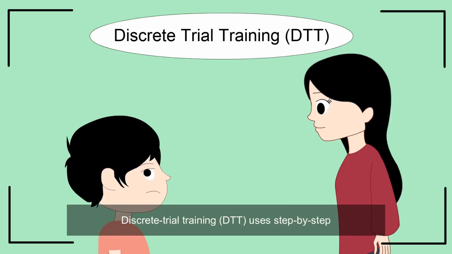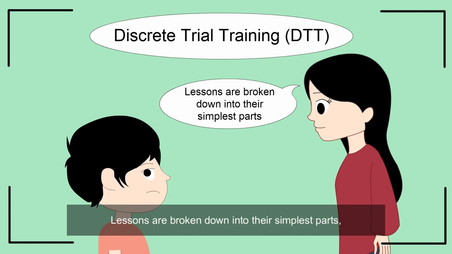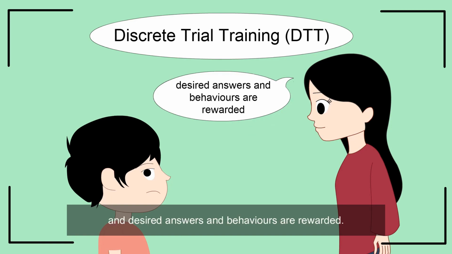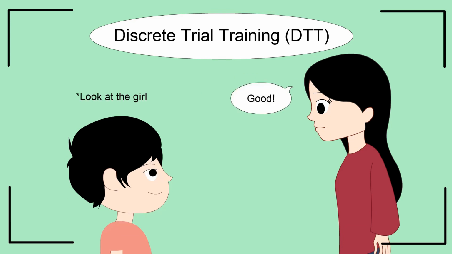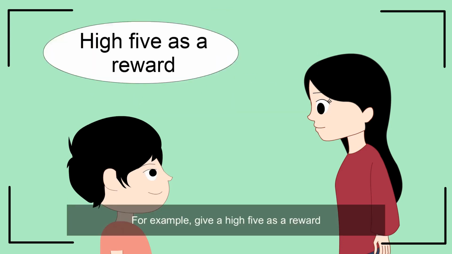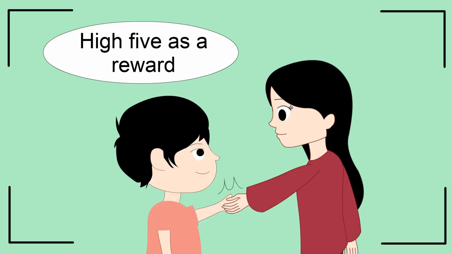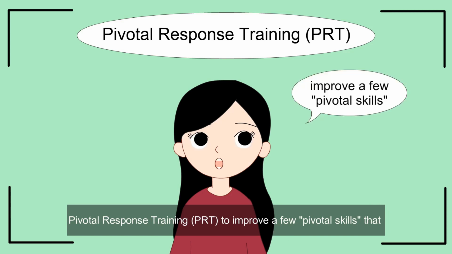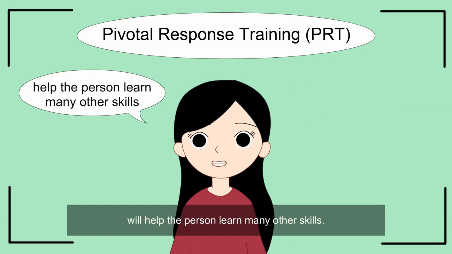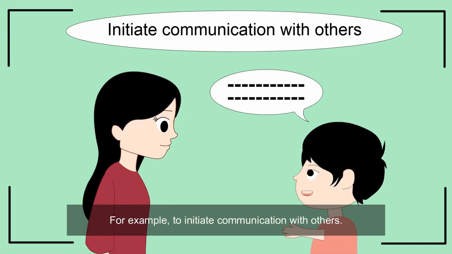PRT. Discrete Trial Training, DTT, uses step-by-step instructions to teach a desired behavior or response. Lessons are broken down into their simplest parts, and desired answers and behaviors are rewarded. For example, give a high five as a reward when the kid responds to the instructions. Pivotal Response Training, PRT, aims to improve a few pivotal skills that will help the person learn many other skills. For example, to initiate communication with others.